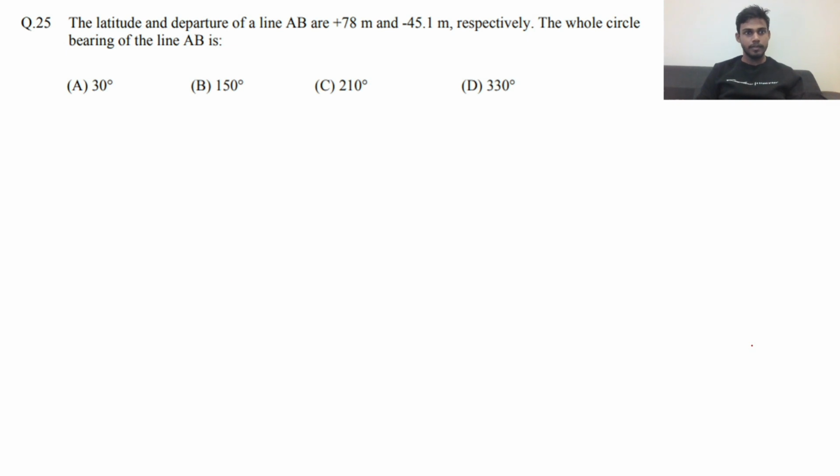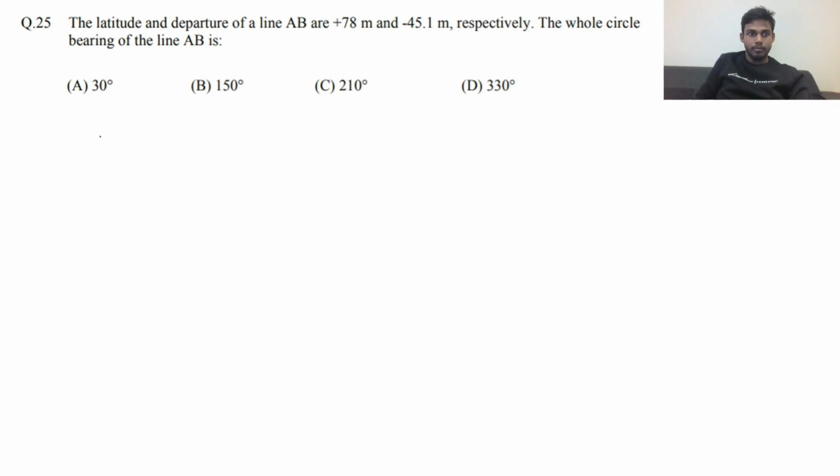Hi, this is Selvapriyan. Today let's see 2013 GATE surveying problems. So first question: the latitude and departure of line AB are plus 78 meter and minus 45.1 meter respectively. The whole circle bearing of the line AB is? So the latitude and departure of the line are given and they have asked to find the whole circle bearing. We have already discussed the formula for latitude and departure and we have already derived it also.